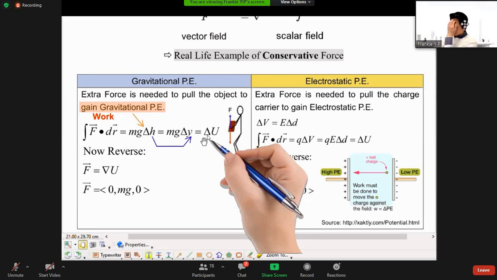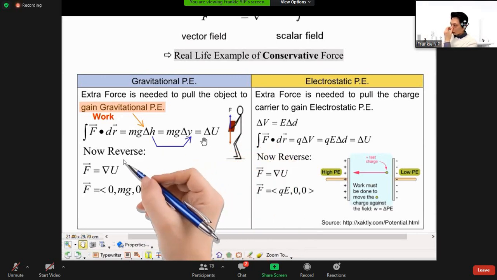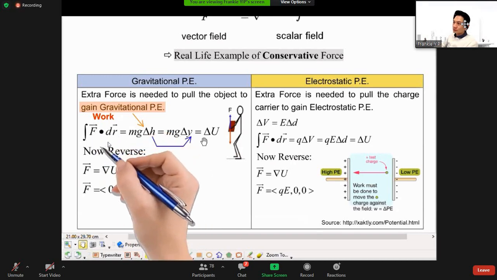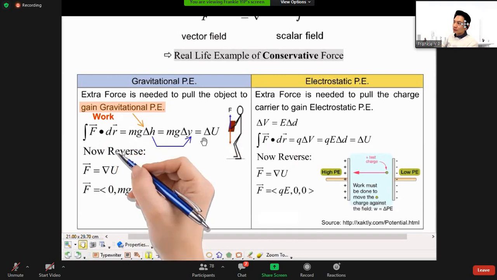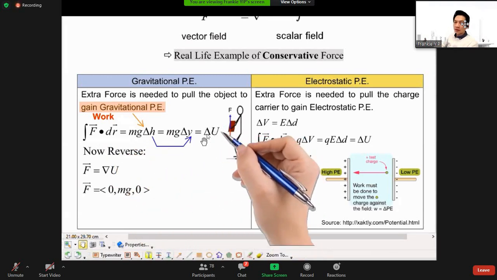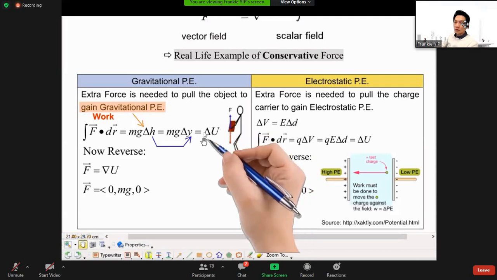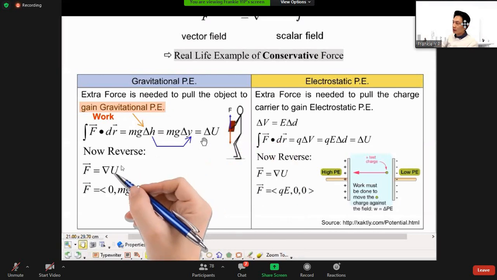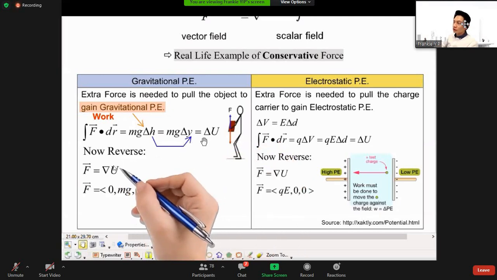Now, if I reverse this, if I change the integration sign, it becomes differentiating this one. So it becomes del. I would like to remind you that these two sides are different.